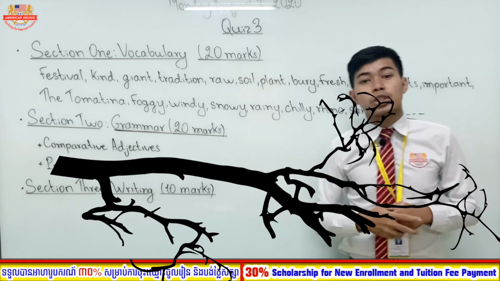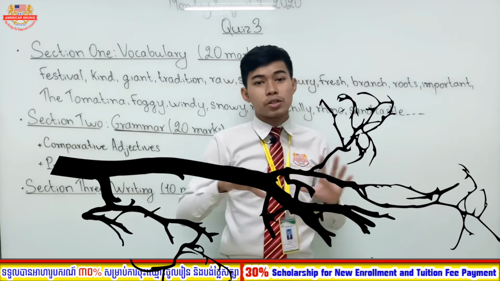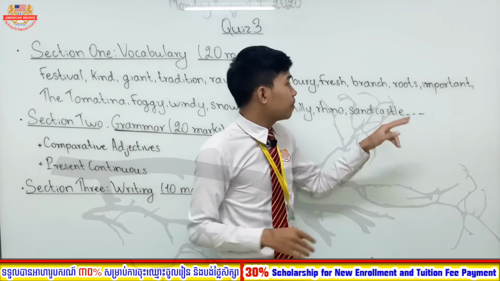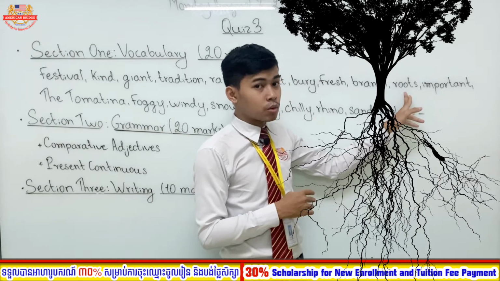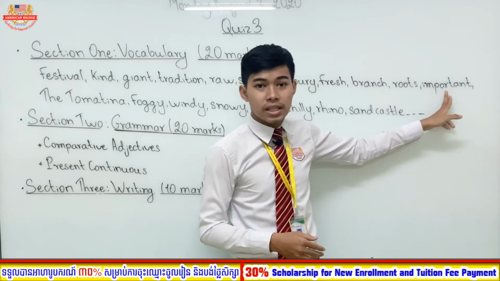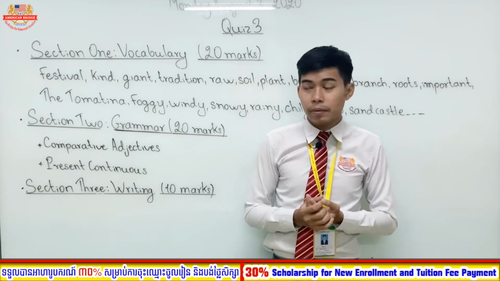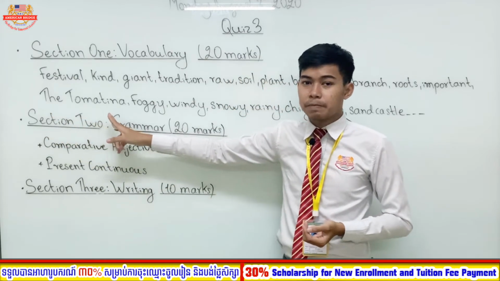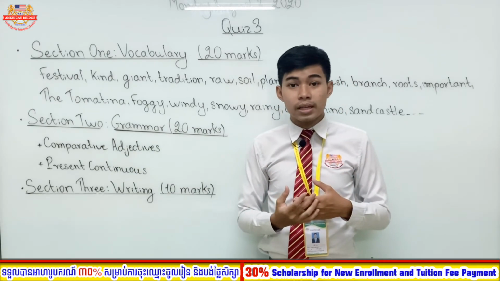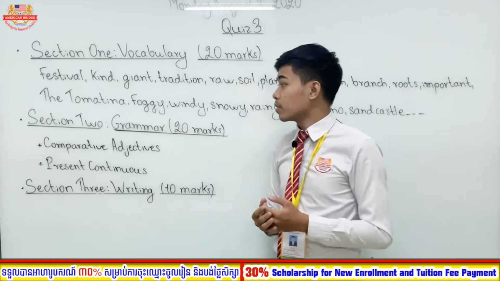This one, branch. If we talk about an organization, company or school, we have branch 1, branch 2, even at ABI. But if we talk about trees and plants, there are a lot of branches. This one, roots. Root here refers to the part of the tree that grows into the ground. This one, important. Important means necessary, something that has a great value. This one, the Tomatina. The Tomatina refers to a kind of festival, or tomato festival, that people in Buñol, Spain, always participate in every August. Spain is in Europe.